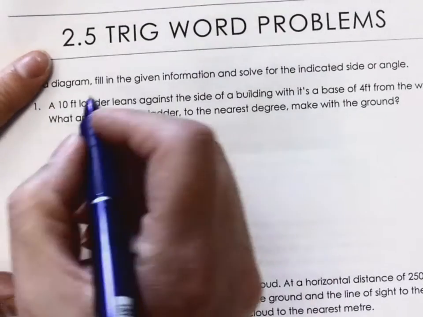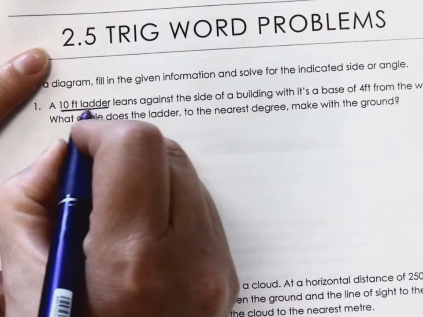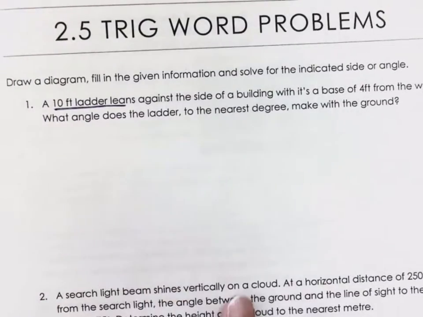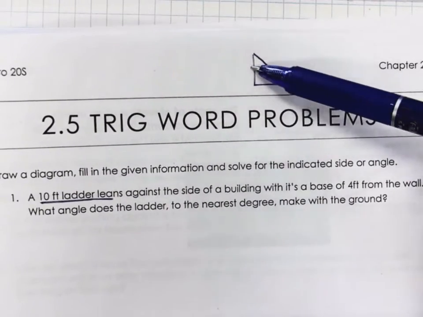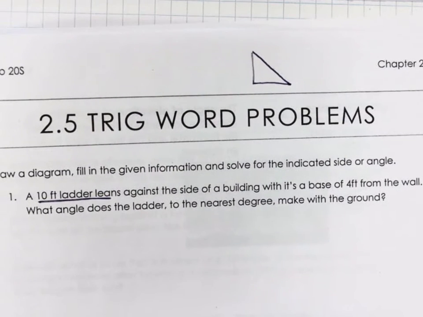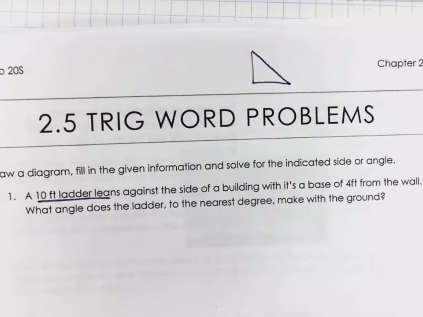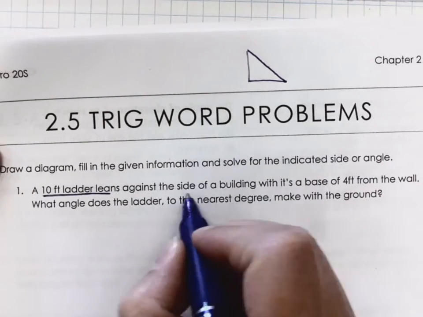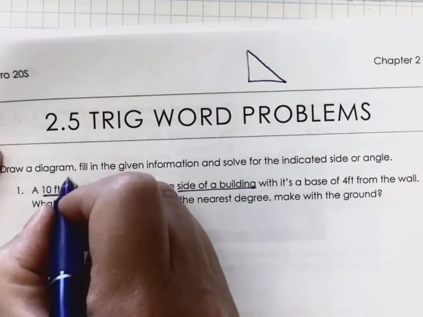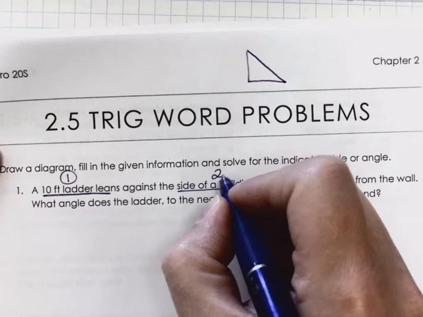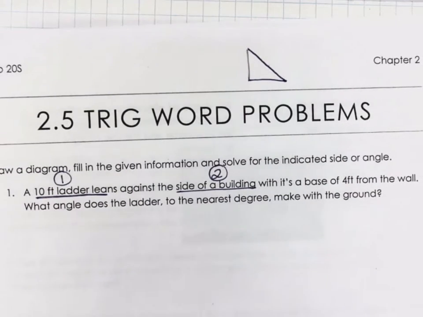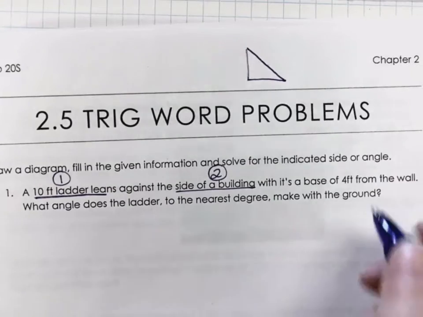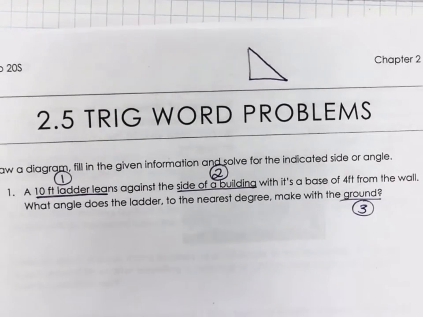So the 10-foot ladder, so we have a 10-foot ladder. Is that going to be in this triangle? Is that going to be the slanted, the vertical, or the horizontal? Slanted, because it's leaning up against the wall, right? Or the side of a building. So this is one side of the triangle. This is the second side of the triangle. And then we have the ground as well. So that's going to be the third side of the triangle.